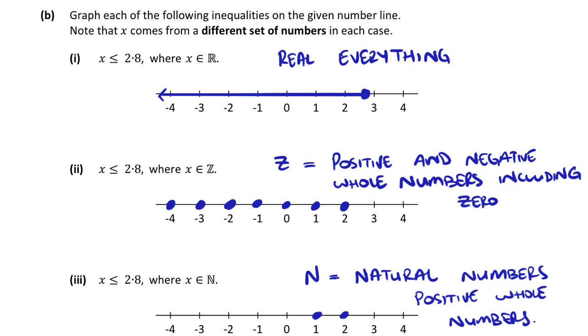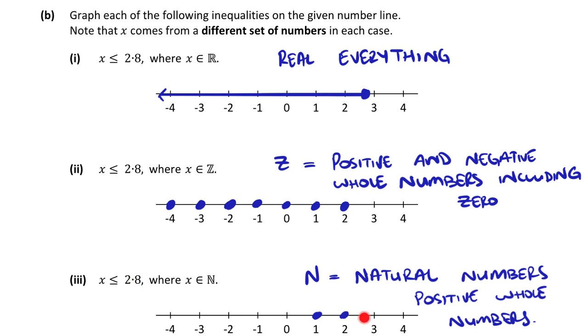The last part of that question was part 3, and it said x was less than or equal to 2.8, and this time x was a natural number. Now you should know natural numbers because they're the numbers that you first dealt with when you first came into secondary school. They are your positive whole numbers, often referred to as your counting numbers. So any number that is greater than 0 and is less than 2.8.